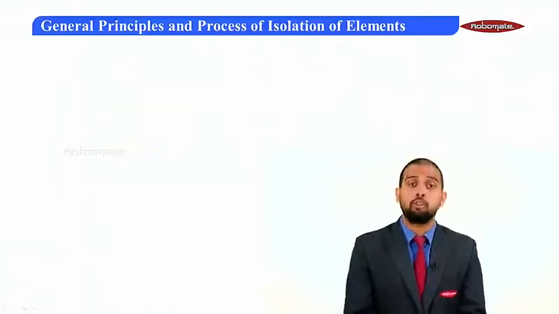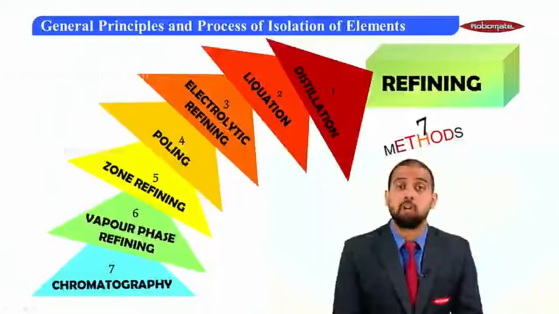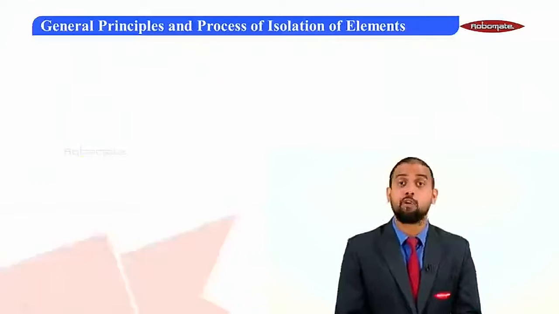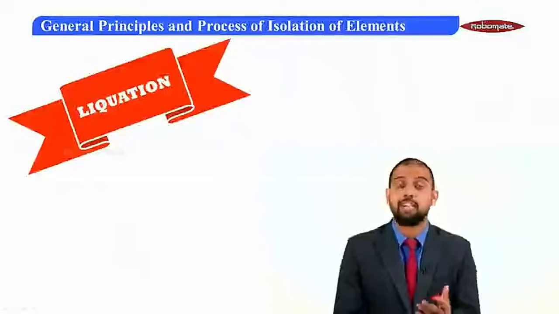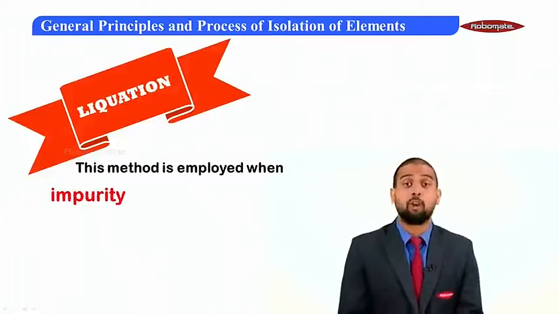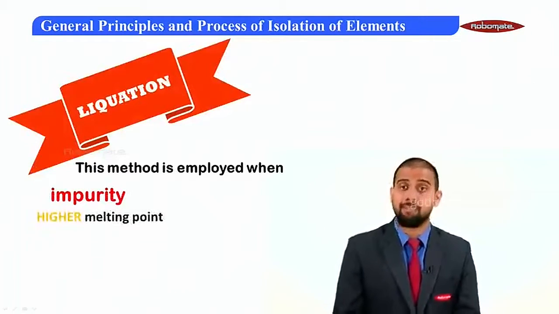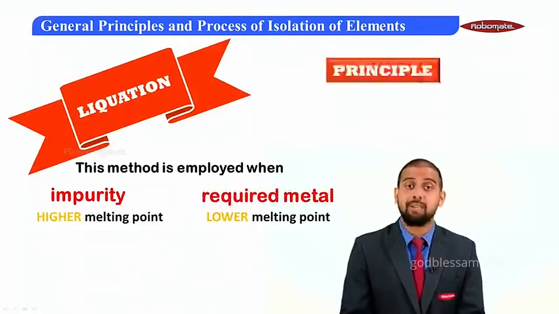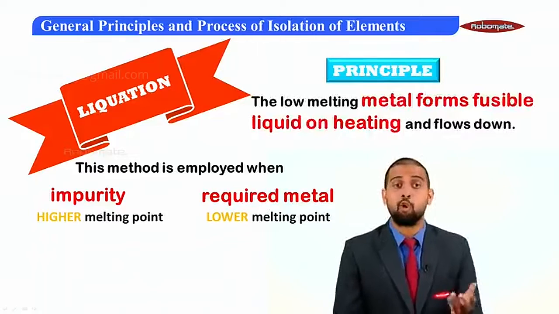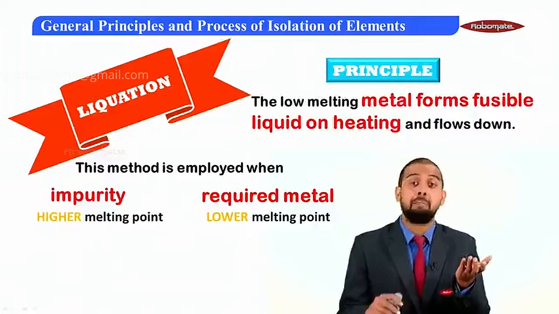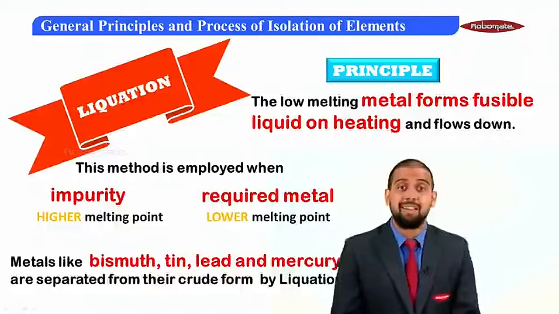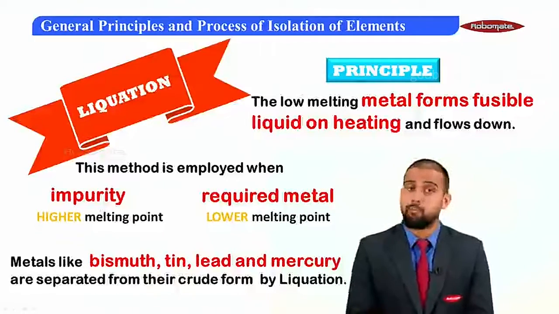Now going to the second method of refining, which is called liquation. Now talking about liquation, we are definitely going to convert something into liquid in this process. So please remember, this is the method which can be employed when your impurity has a higher melting point and the required metal has a lower melting point. So in this method, we are trying to separate a low melting metal from the high melting impurity. Metals like bismuth, tin, lead and mercury are separated by the liquation process.